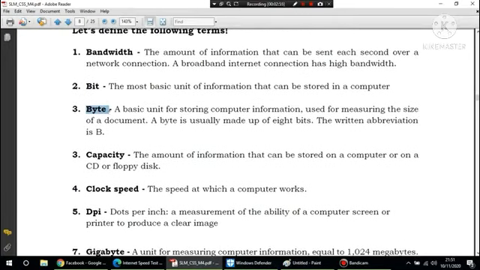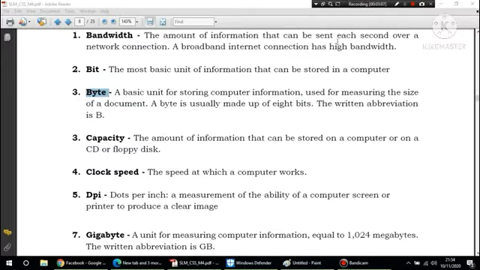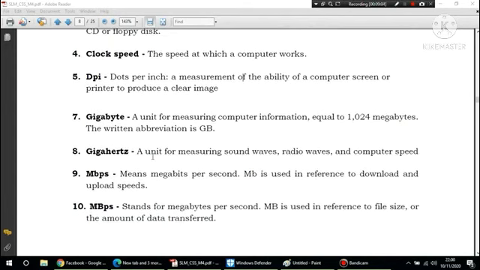Next, gigabyte. A unit for measuring computer information equal to 1024 megabytes. The written abbreviation is capital GB. Next, gigahertz. A unit for measuring sound waves, radio waves, and computer speed. So this is to measure the sound waves.